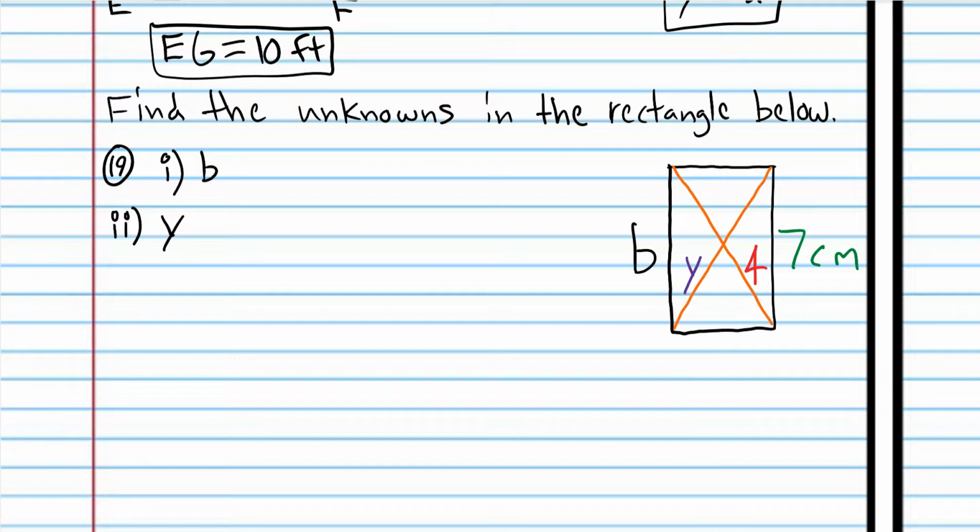But we did learn something called the rectangle parallelogram theorem, which tells us that if a quadrilateral is a rectangle, then it's a parallelogram. So all the theorems that we learned relating to parallelograms also work for rectangles. So remember, opposite sides of a parallelogram are congruent. So B must be 7 centimeters.